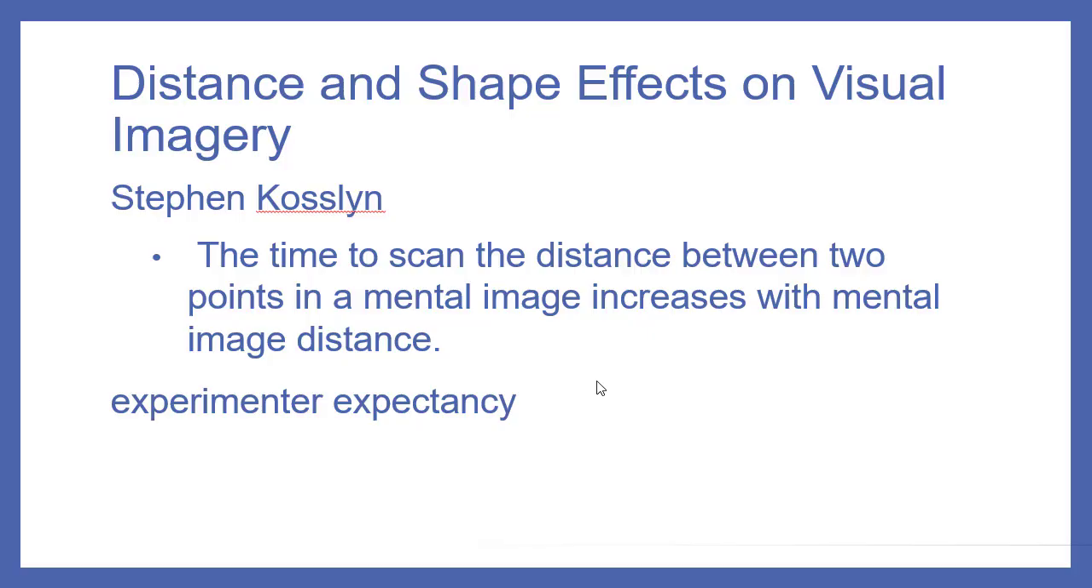Kosslyn's research suggested that the distance between points in a mental image will increase the time to scan between them. So one of the examples of this is that if you imagine walking from your house to somewhere near to you, let's say it's a couple blocks away. Say you live in the city, you live in a house, and you want to walk to the gas station to get an icy, because that's what we get at gas stations, I guess. You can imagine just walking out your front door and turning a couple blocks and then going down to the gas station, and there you are. It doesn't take very long to imagine that.